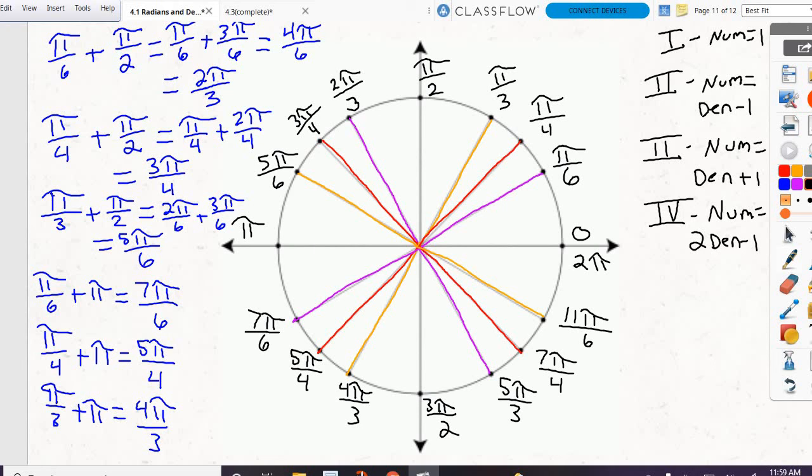So again, do we need to memorize the whole circle? No. Just the rules. We need to be able to find all the angles for the whole circle, but really we just have to memorize that first quadrant. Once we have that memorized, we can find all the other stuff. And we do have to have this memorized, because on this first test, I'm just going to ask you unit circle questions.